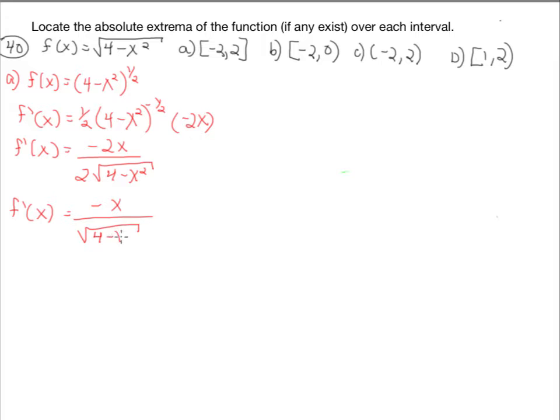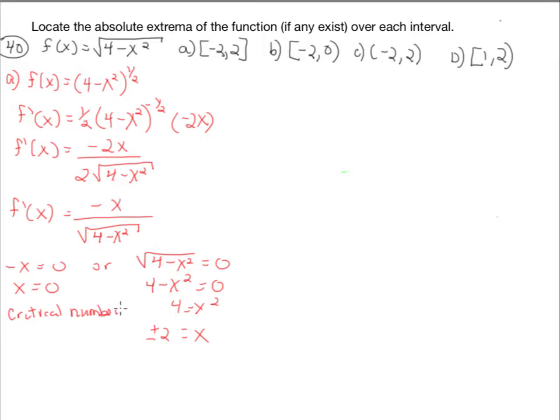Simplifying this down, we end up with our derivative as negative x divided by the square root of 4 minus x squared. Now, my derivative will be 0 when the numerator is equal to 0, and when the denominator equals 0, my derivative will be undefined. So I get that my derivative is undefined at x equals plus or minus 2. So I need to check and make sure plus or minus 2 is in the domain of my original function. Yes, I can take the square root of 0, so 2 and negative 2 are in the domain of my original function. And so I have 3 critical values, and now my endpoints are luckily two of my critical values, negative 2 and 2.